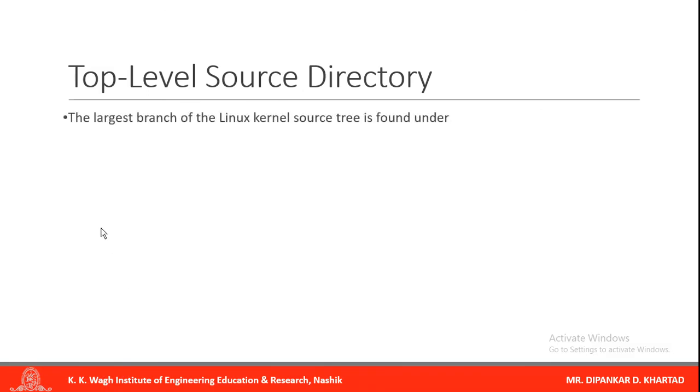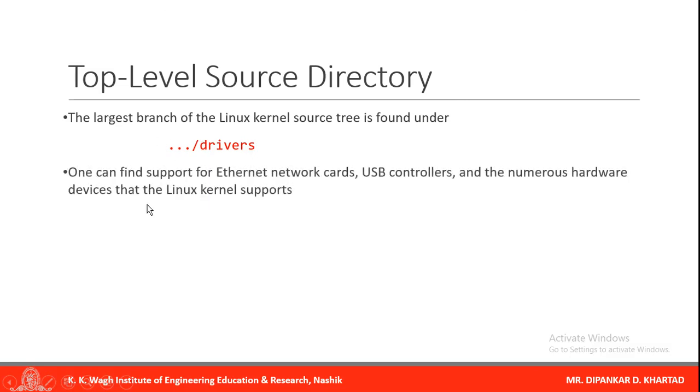The largest branch of the Linux kernel source tree is found under the drivers directory. One can find support for Ethernet network cards, USB controllers, and the numerous hardware devices that the Linux kernel supports. All this support is in the drivers directory. This is the largest branch of the Linux kernel source.